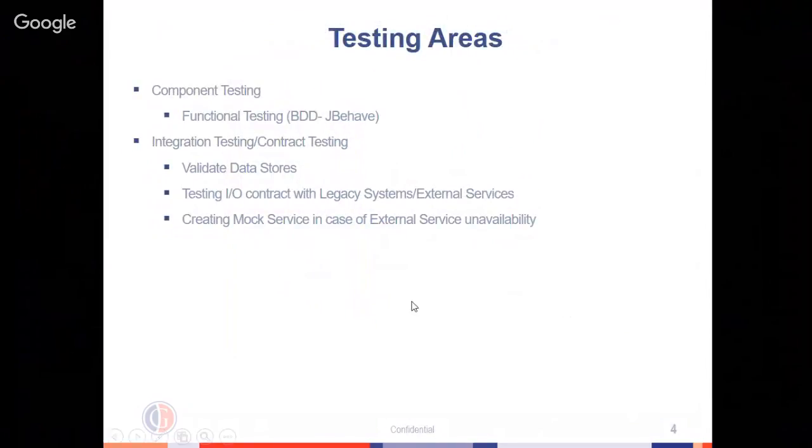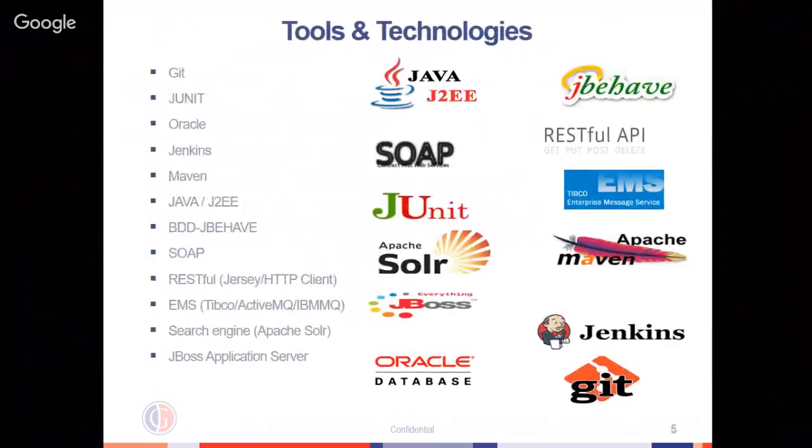In the web service test automation, we did the component level testing and integration testing with the database and the external services, and the contract testing with the EMS systems. These are the tools and technologies which we used. The test automation framework is developed in JBehave, a BDD automation framework.